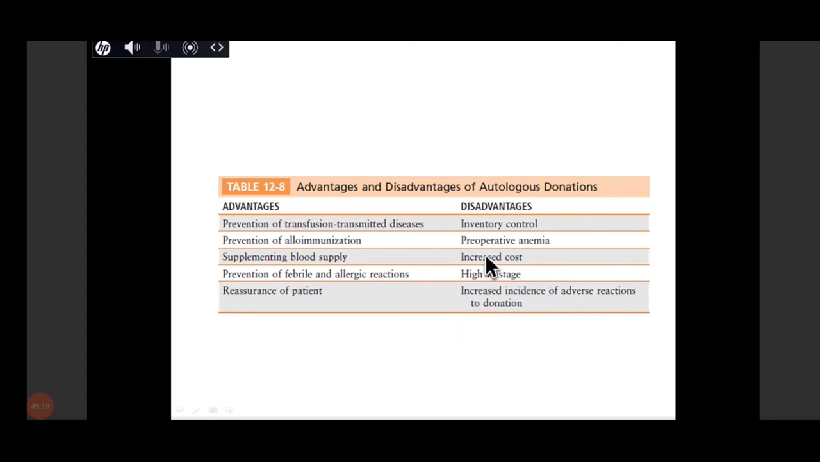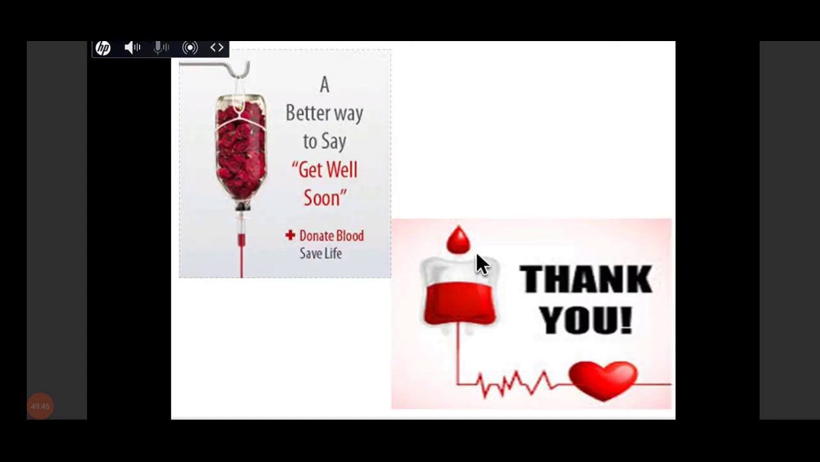Disadvantages are inventory control and preoperative anemia. If the patient is bled, the patient will end up with anemia. There is the cost of storage, of bleeding, and of the machine which is needed. There is high wastage, and an increased incidence of adverse reactions to donation, because the patient will end up bleeding from his own blood. So we have preoperative anemia or adverse reactions due to donation as such.